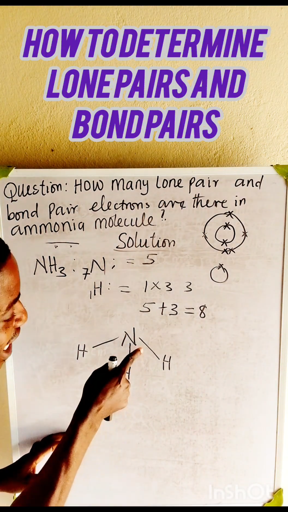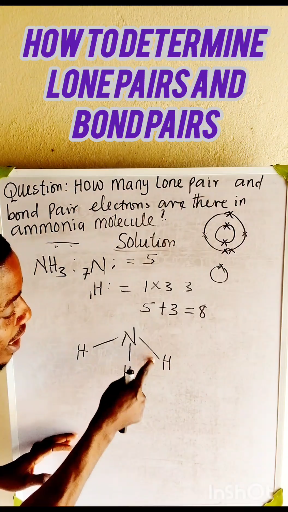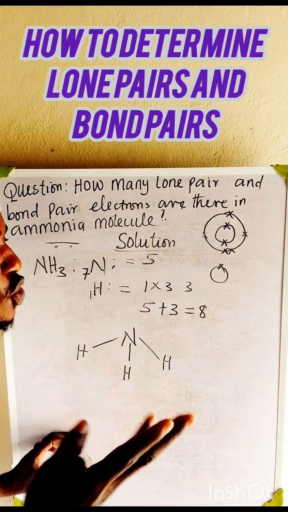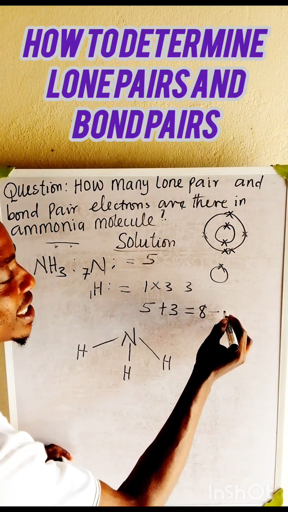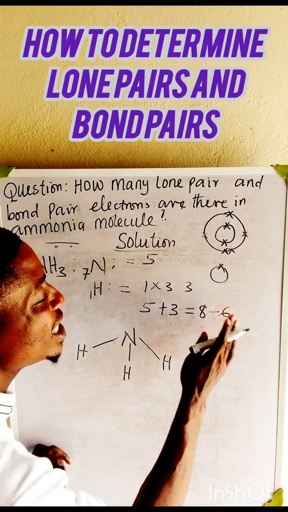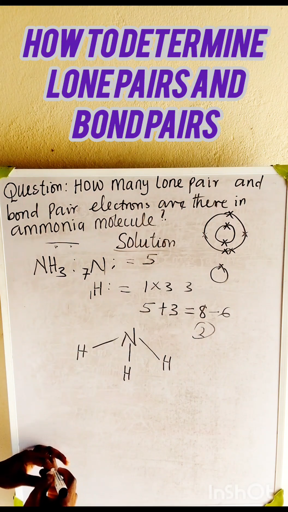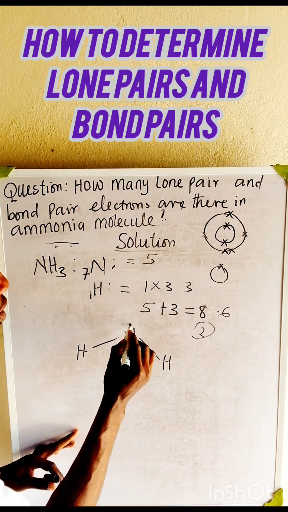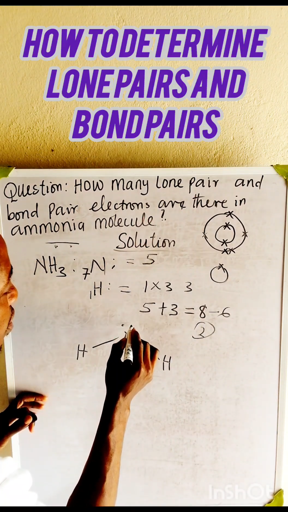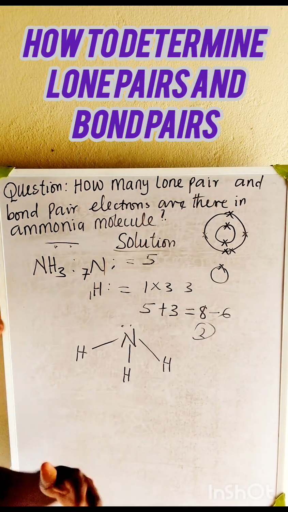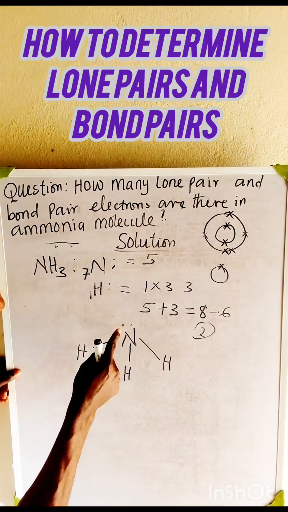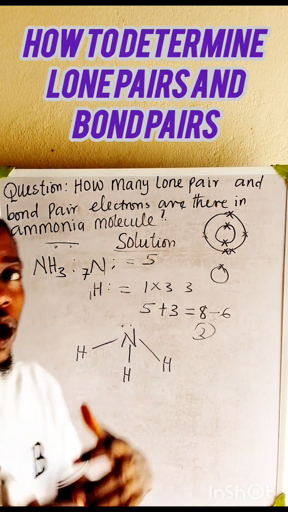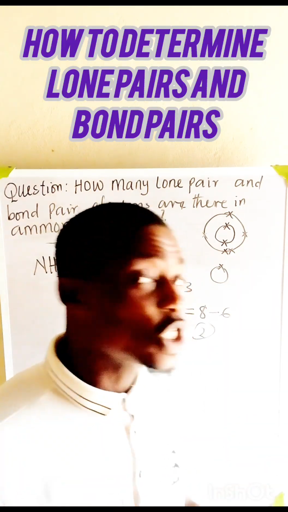Now, what does it mean? I have distributed 2 electrons in each bond: 1, 2, 3, 4, 5, 6. That is 6 electrons I have distributed out of the 8. So there are 2 electrons remaining. The 2 electrons, I'll bring here. Have you noticed that I have distributed 8 electrons now? 1, 2, 3, 4, 5, 6, 7, 8. The other person may choose to write it this way. It is the same thing.